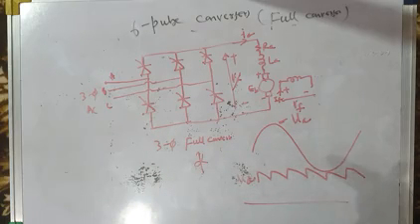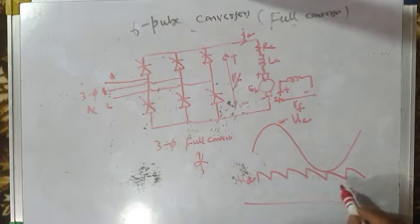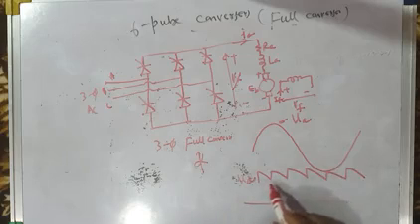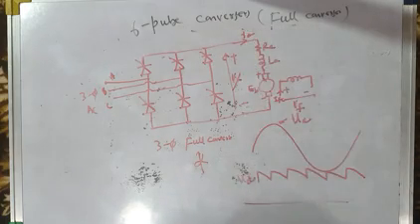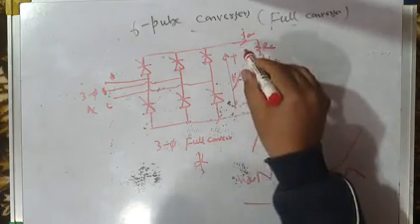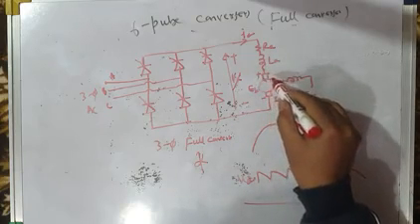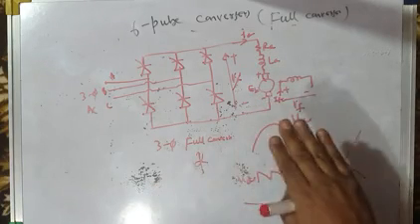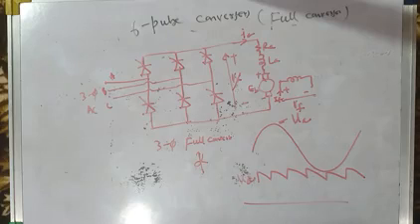Higher the number of pulses, better is the performance. There is less and less ripple in the output voltage. Lesser the ripple in the output voltage, lesser will be the ripple in the armature current, and less the ripple in the armature current, less will be the ripple in the armature torque, and smoother will be the operation of the motor. Just like we have six pulse converters, we can have 12 pulse converters also. How do we produce a 12 pulse converter? A 12 pulse converter comprises two 6 pulse converters connected in series like this.